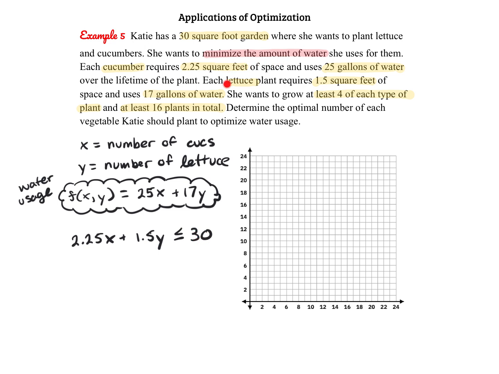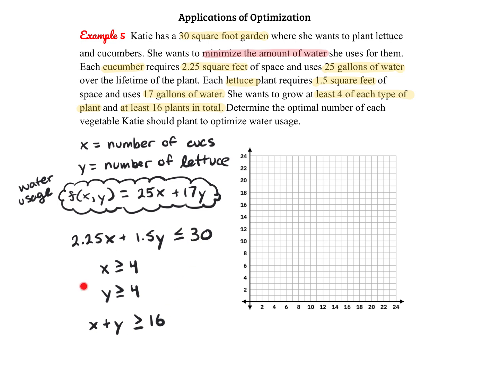Now, another thing we need to look at is that she says she wants to grow at least 4 of each type of plant. So that means that x needs to be greater than or equal to 4, and y needs to be greater than or equal to 4. And it says that she wants at least 16 plants total. So total meaning when you add them up, it needs to be at least, so greater than or equal to 16. So from here, we have covered all of the constraints.